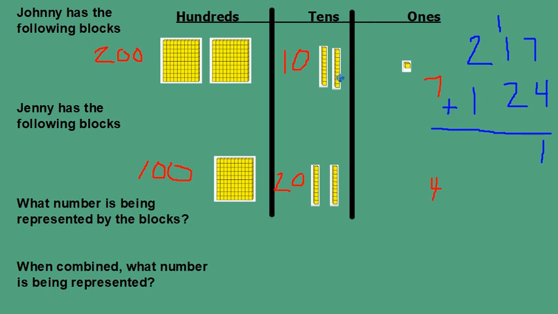So how many tens do we have now? 1, 2, 3, 4. 10, 20, 30, 40. 1 plus 1 is 2. 2 plus 2 is 4. So we now have a 4 in the tens place. There's 4 tens there. 2 plus 1, 3. So when combined, what number is being represented?